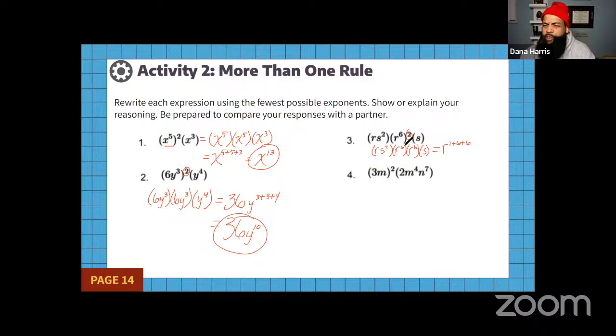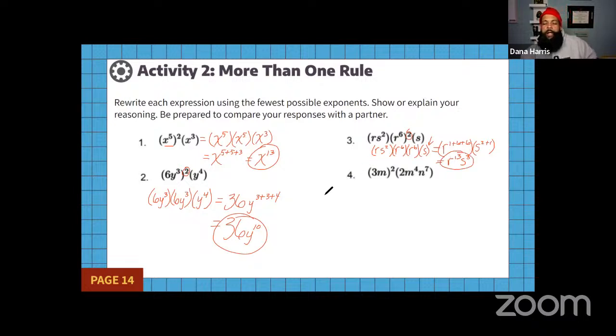You might say, well, Mr. Harris, there's no r to the 1 power. Well, if it does not have an exponent on it, it's considered to be an exponent of 1. And then here I have s to the 2 plus 1 power. This s is considered to the 1 power. And I simplify that. I get r to the 13th power, s to the 3rd power.